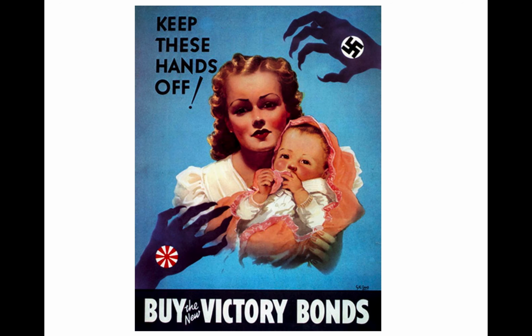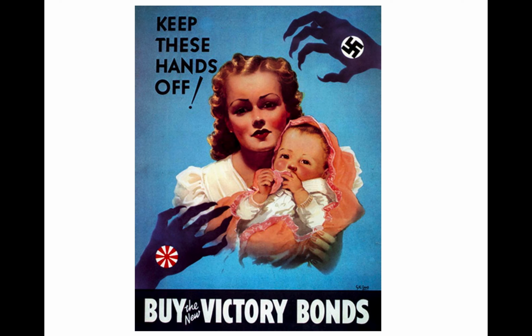Okay. Here's another example, very similar to the last one, except this one is actually from World War II. And it says, "Keep these hands off." And you can see the two shadowy, clawed, evil-looking hands. One is, of course, Japan in the bottom left-hand corner there. The rising sun is a Japanese symbol, and in the upper right, you can see the swastika representing Nazi Germany. You can see that the real message here, what the propagandist is trying to convince you to do, is very clearly written at the bottom. Buy the new victory bonds.